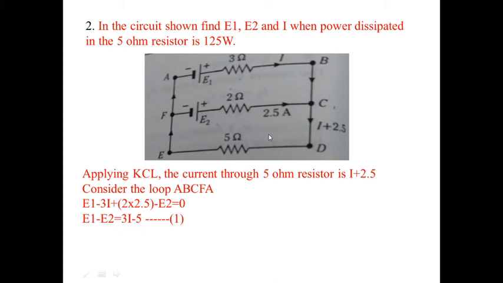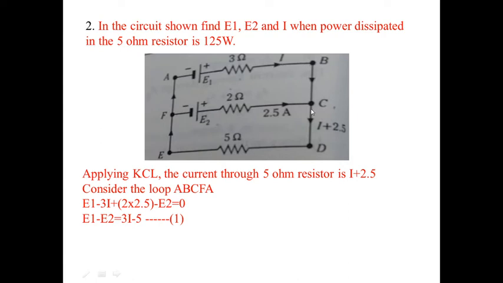Now consider the loop A, B, C, F, A. This is one particular loop. Now apply Kirchhoff's voltage law for this circuit. Here it is potential rise or voltage rise. You are moving from A to B, from minus to plus, so you have to use plus sign, so plus E1. Here, moving from A to B, the direction of current is also the same, so a potential drop takes place, so we use minus 3 into I, minus 3I.